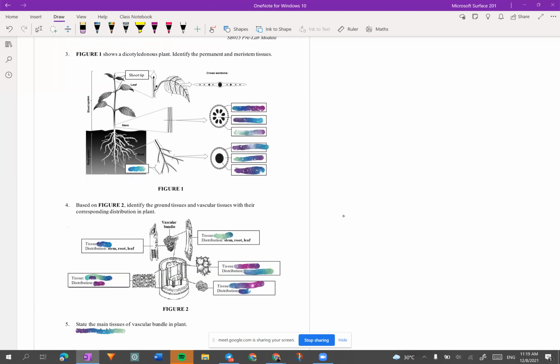Shoot tip, meristem. Okay, so kenapa awak cakap meristem? What is your justification? Yes, because it undergoes mitosis. So, kalau macam tu permanent tissue tak buat lagi ke the mitosis? Buat juga. So, what's the true difference between them? What's the distinction thing yang make that thing is permanent and that thing is not permanent?